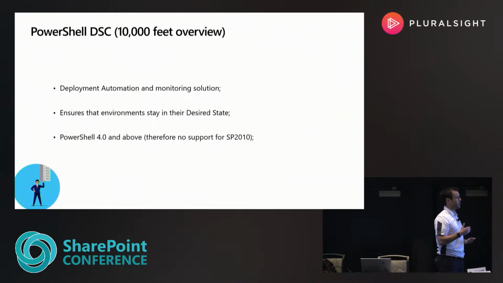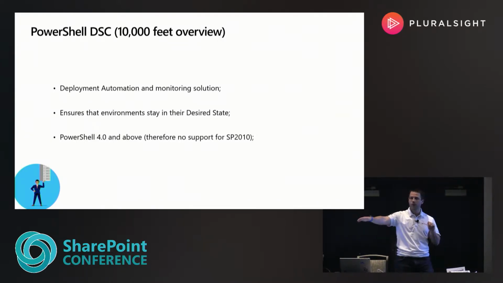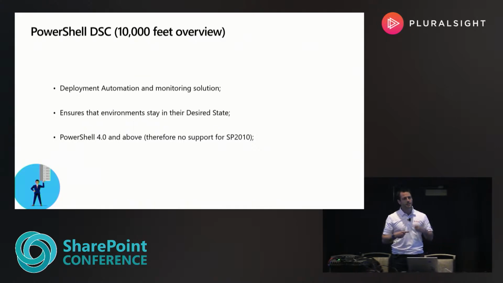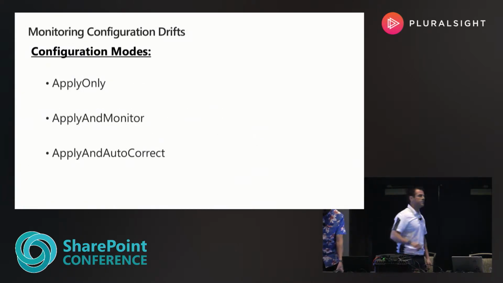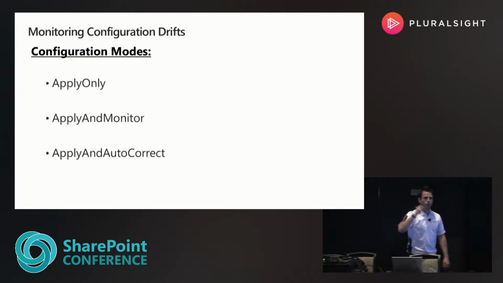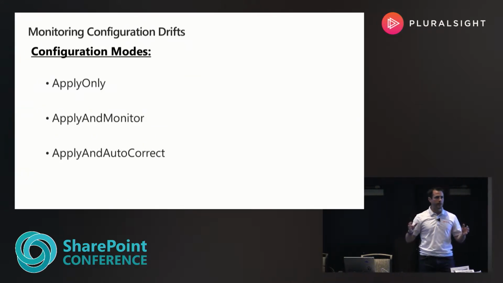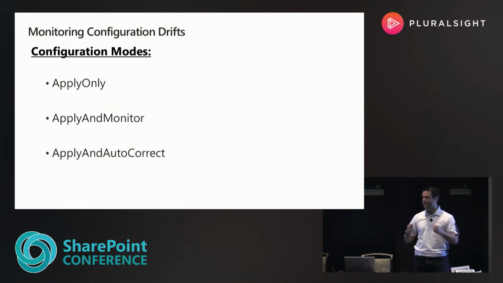So it also does the monitoring. Right? So the moment I send my configuration over to the server, that configuration will be applied, and the server will do frequent checks that we call consistency checks to make sure that the server is still in the desired state. And the way it does it is using something we call the Local Configuration Manager, LCM. Any machine that runs PowerShell 4.0 or above has that agent installed on it. That is the DSC engine.